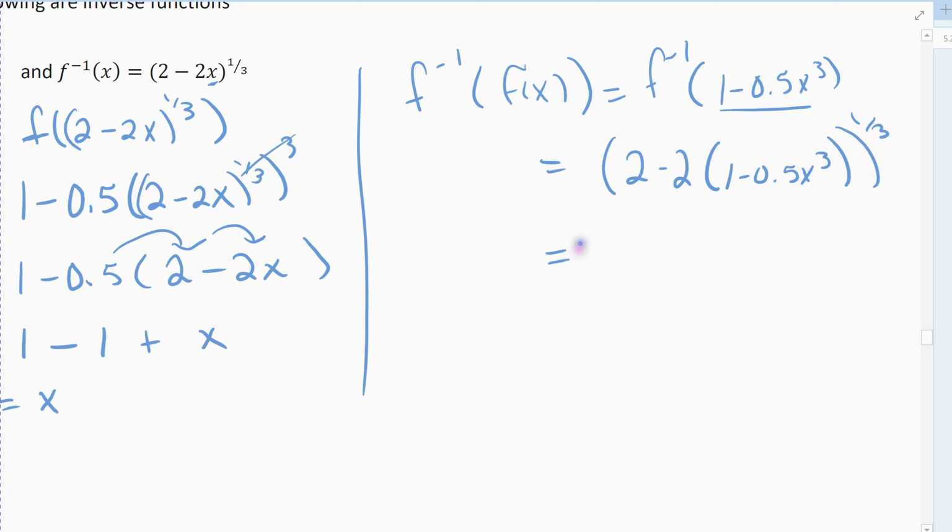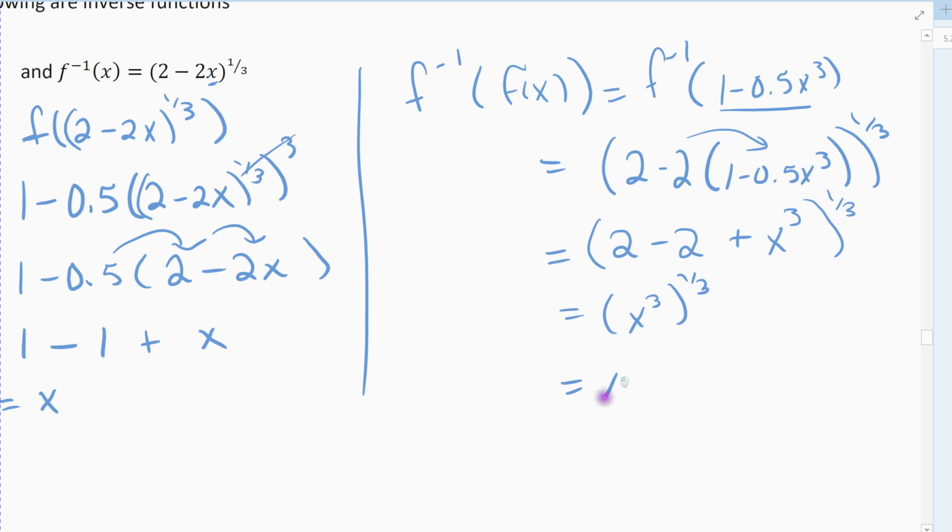So I've got to follow order of operations here. It's a lot of order of operations you have to be careful of. First thing, multiply through by that negative 2. So I'm going to get 2 minus 2, negative 2 times negative 1/2 comes out positive 1, x cubed. Still raised to the 1/3 power. The 2's cancel each other out, which leaves me with x cubed raised to the 1/3. And then the last thing is the cube cancels with the 1/3 and leaves me with x. And so that side checks as well.